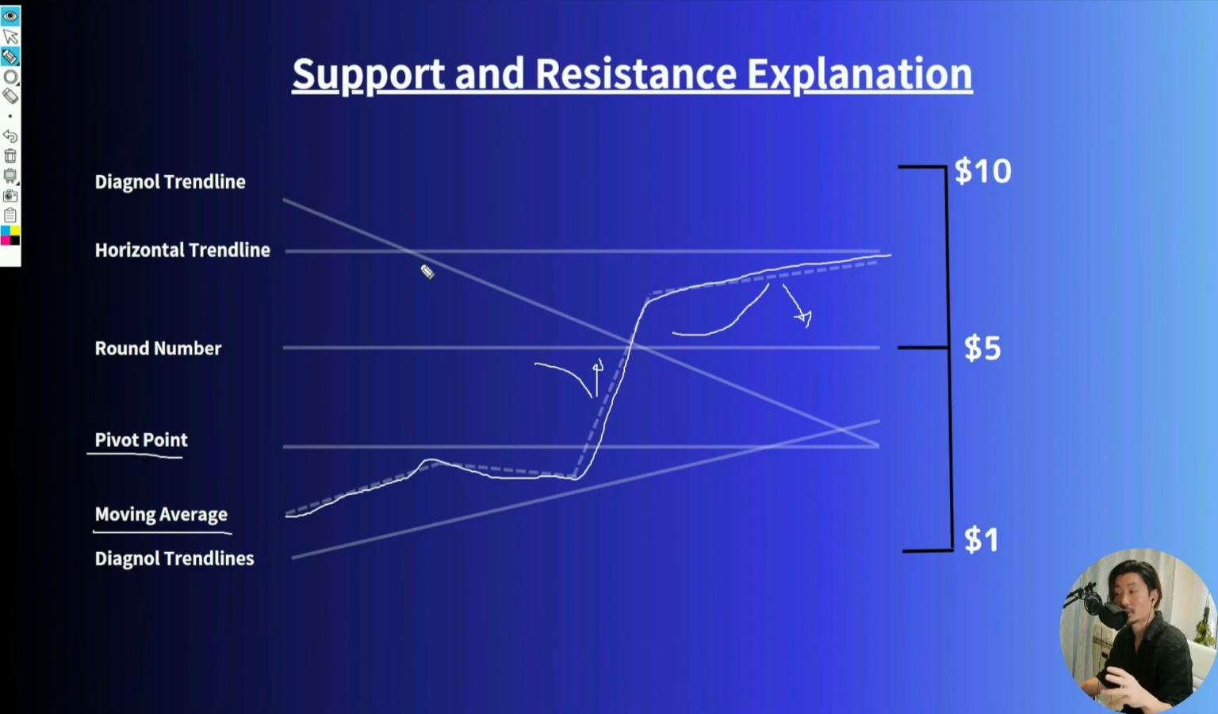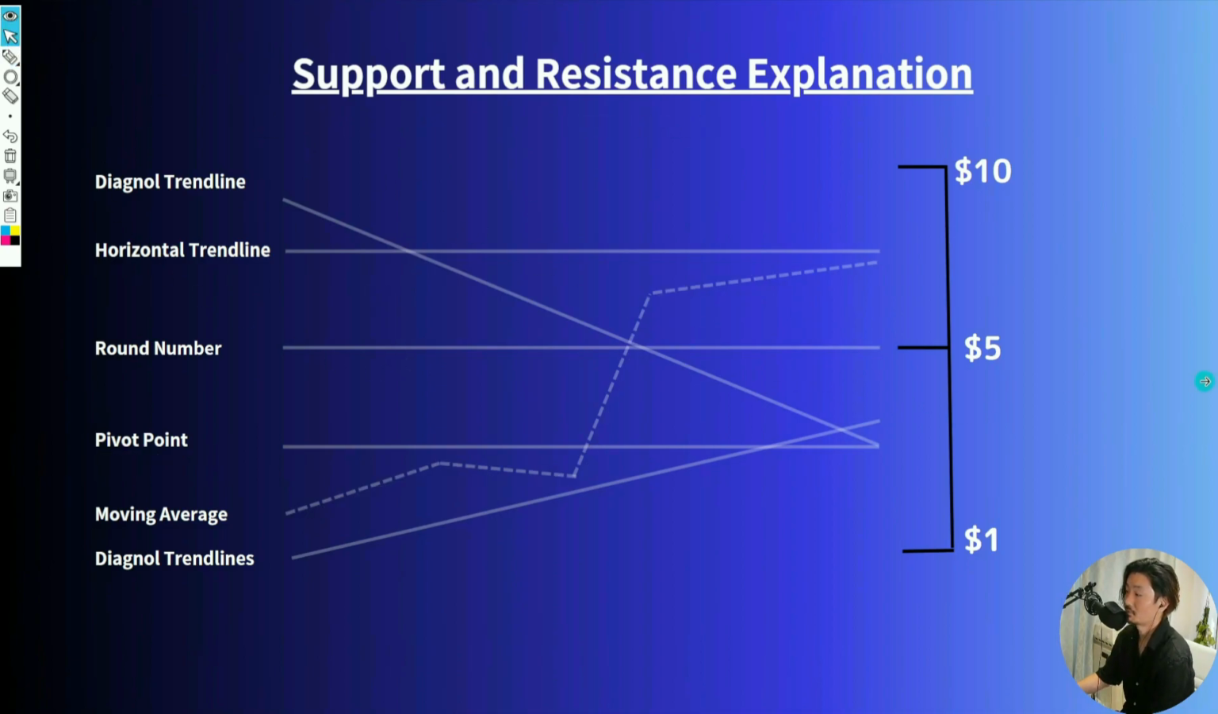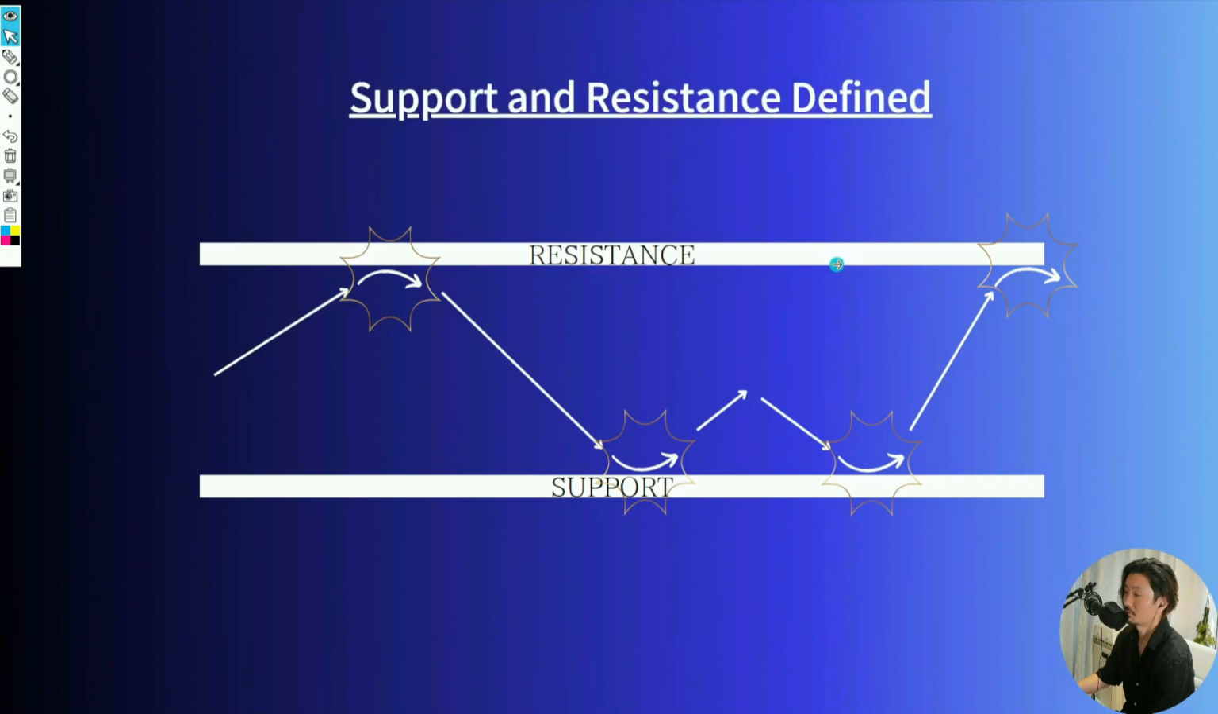And more importantly, remember that to a price action trader, support and resistance are simply areas in price that create future strength in the opposing direction. All right, so now let's go on and define this term support and resistance a little further. All right, so support and resistance defined.